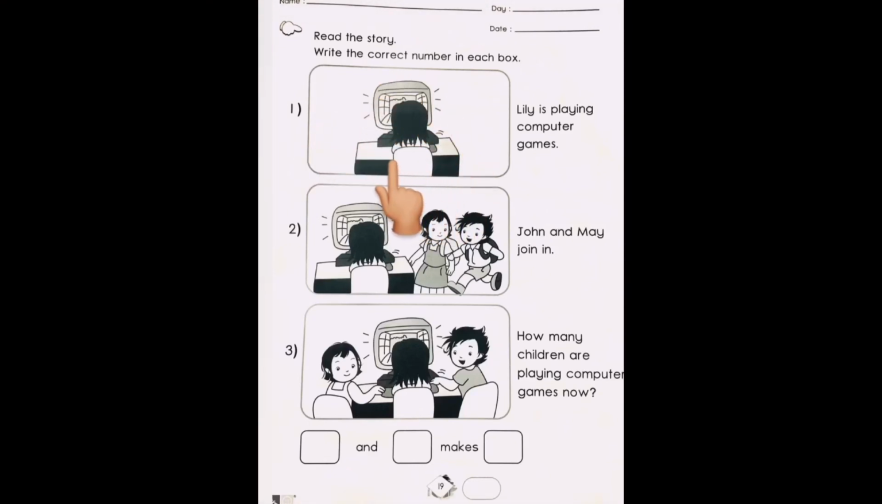You see, we've got a picture here. Let's read together. Lily is playing computer games. Oh, you see, Lily is playing computer games. Okay, now we see the second picture. John and May join in. You see, John and May want to join Lily to play the computer games. Okay, now we see question number 3. How many children are playing computer games now?